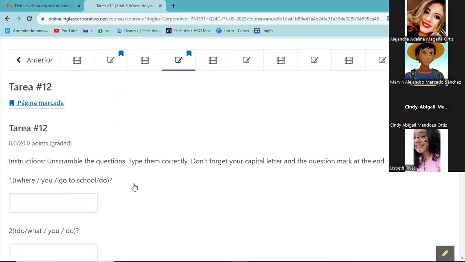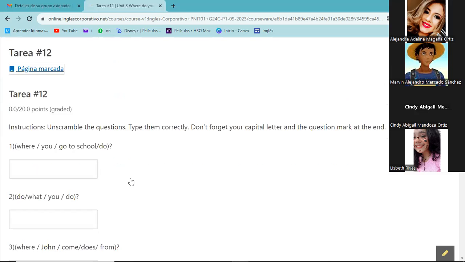Number 12. Muy bien. En esta íbamos a arreglarlo tal y como lo hicimos en el ejercicio que acabamos de terminar, ¿verdad? Voy a ponerle aquí cómo hacerlo. Vamos a hacer la 1, a ver si nos sale, ¿verdad? Where, como el sujeto es you, vamos a poner el auxiliar do. No sé si por ahí se les olvidó poner el auxiliar, quizás por eso no le salía correcta.